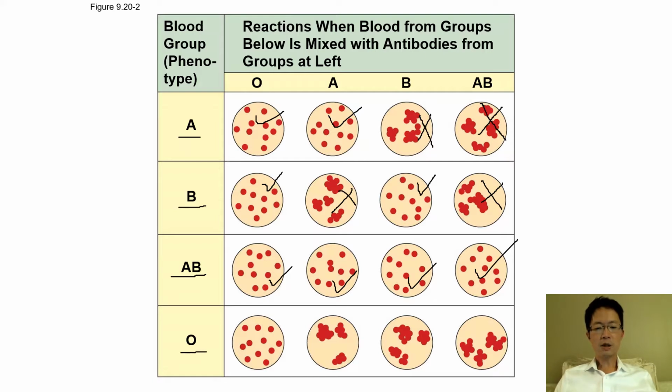Blood type O is very unlucky because they can only receive blood transfusion from blood type O. All other blood will cause agglutination. But they can donate blood to all other blood types. You see that here. Therefore, we call blood type O universal donor. Universal donor is blood type O. So remember this.